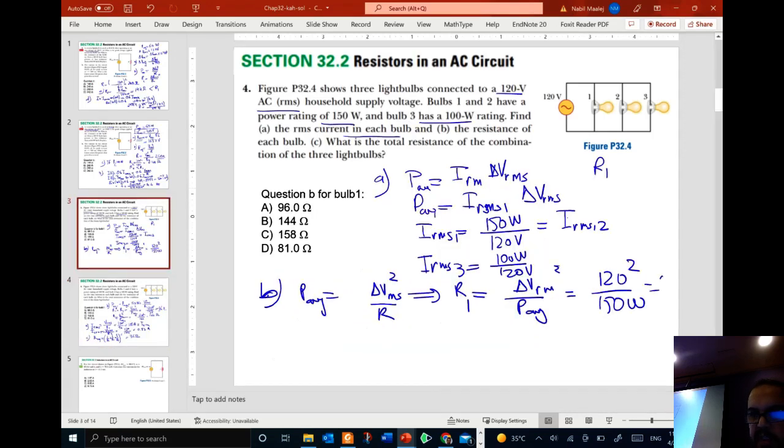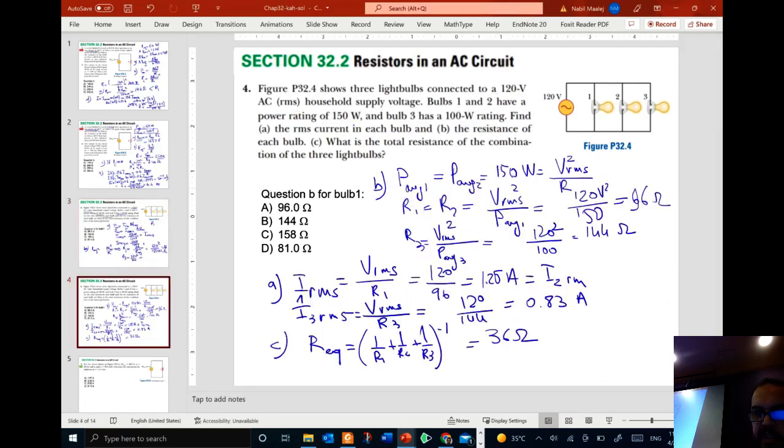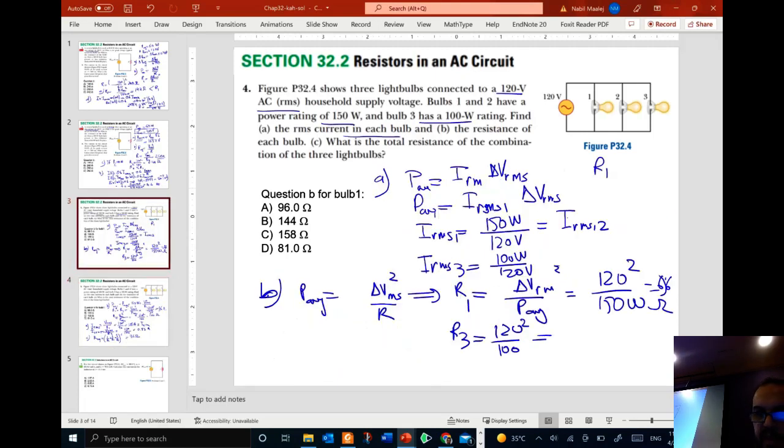So this is 96 ohms, same as R2. R3 is going to be 120 squared divided by 100 watts. And when you do that, you find that this is equal to 144 ohms.